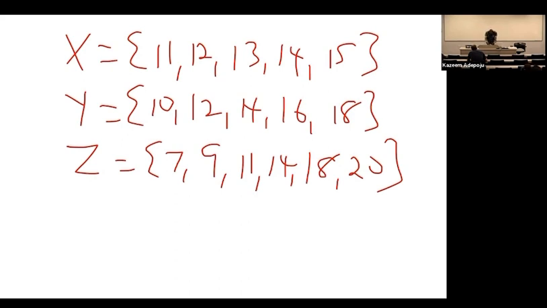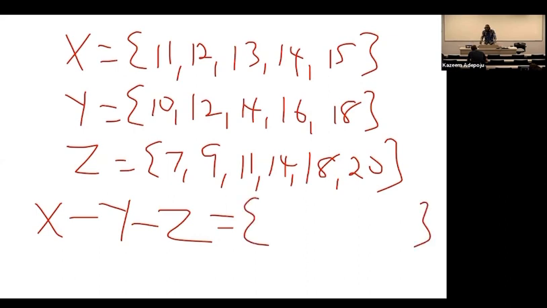Now, maybe the question is asking you this: X minus Y minus Z. X minus Y minus Z is the elements in X that you cannot find in Y and Z. So I think it's 13 and 15. Check: what are the elements in X that cannot be found in Y and Z? Okay, I'm done with that.